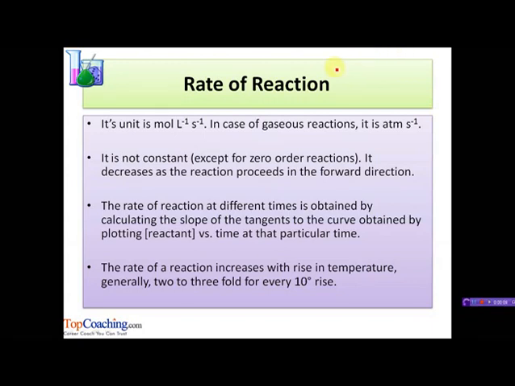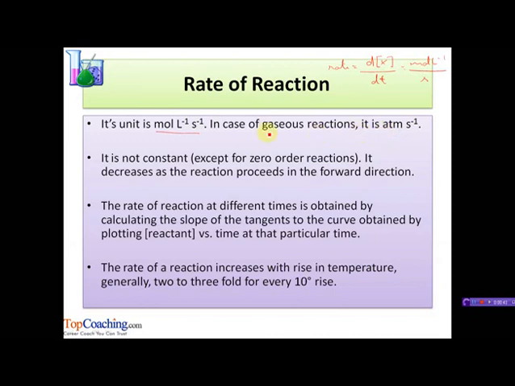Now we can express the rate of reaction as, suppose, dx upon dt, in which dx is the change in concentration and dt is the time period during which that change took place. Now the unit of concentration is moles per liter and that of time is seconds. So we can say that the unit of rate of reaction is moles per liter per second. In case of gaseous reactants, we express the concentration of the reactants in terms of partial pressure. So the unit is atmosphere per second.